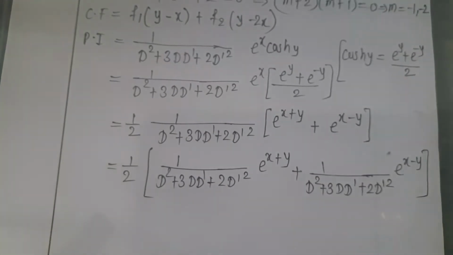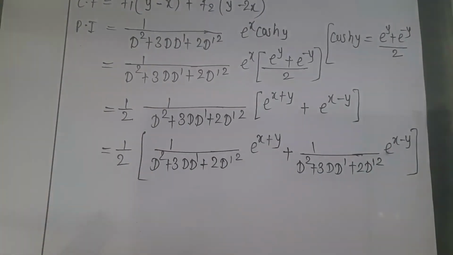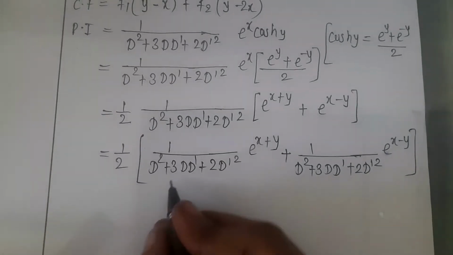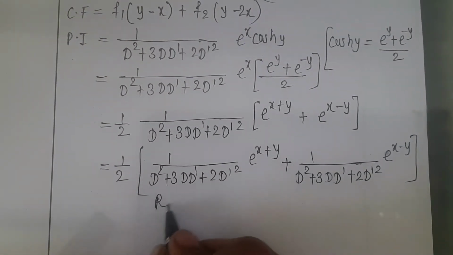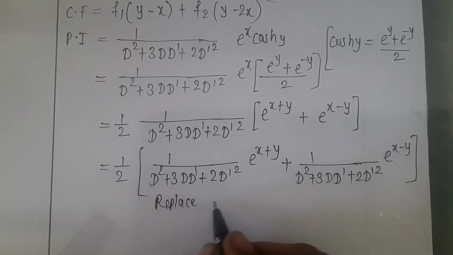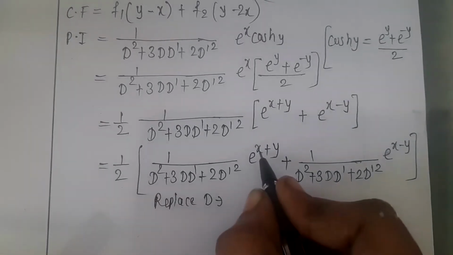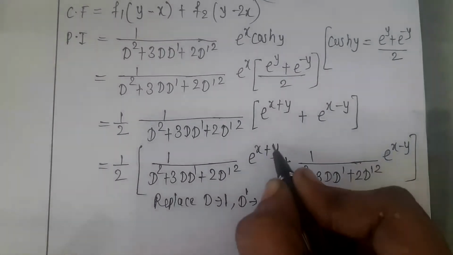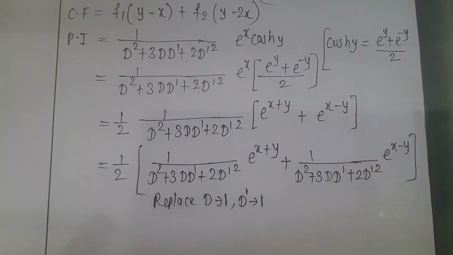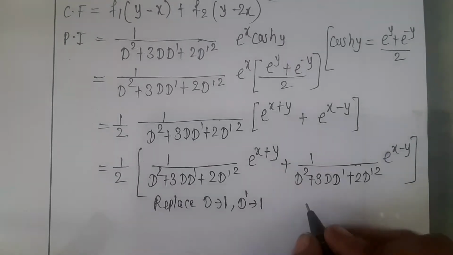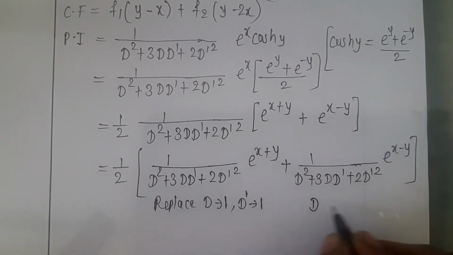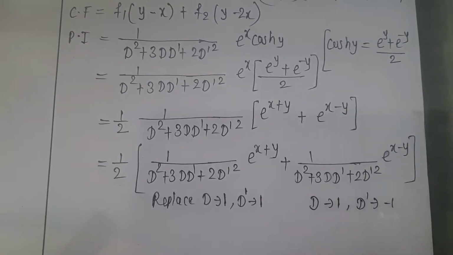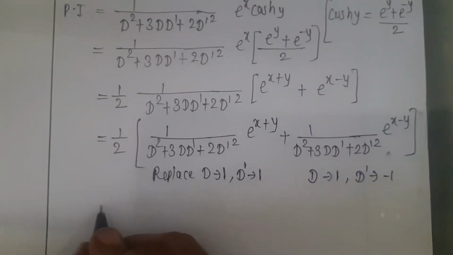Now see, to simplify it further, we can use the exponential case, and the exponential case is our first case. So what is that case? Replace D by a, here 1, and D' by b, also 1. So here in the first part replace D by 1 and D' by 1. In the second part replace D by 1 and D' by -1. So use this replacement to get the answer.